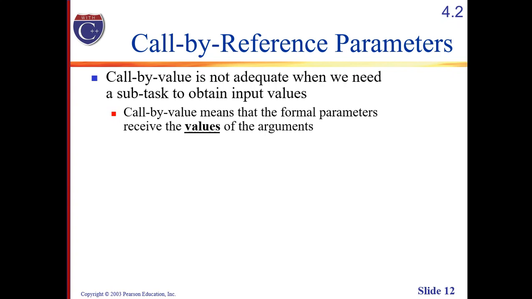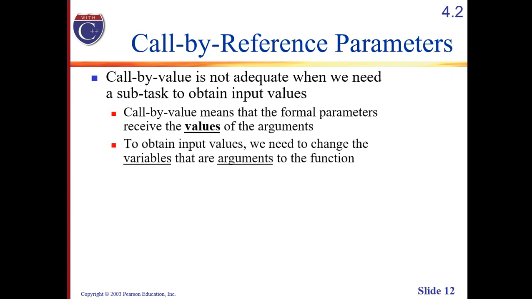On the other hand, we have another way of passing parameters, which is by reference. Today we will learn the difference between the two, as well as how to use call by reference parameters. Call by value is not adequate when we need a subtask to obtain input values. Call by value means that the formal parameters receive the value of the arguments. That's what we saw in the previous chapter.